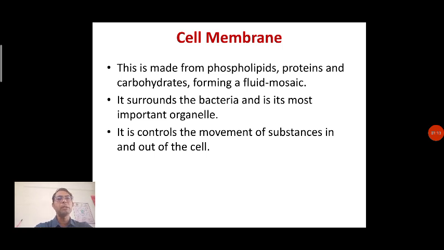So, for example, if some water molecule or some structure is required to be transported towards the inner side of the cell, the cell membrane will perform that particular function of transport. So transportation is controlled by this type of membrane that we call the cell membrane.